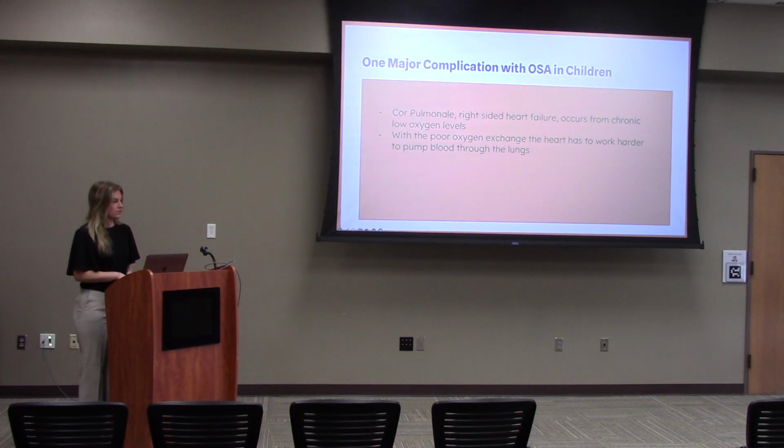One major complication with obstructive sleep apnea in children is cor pulmonale, which is right-sided heart failure, and it occurs from the chronic low oxygen levels that I talked about earlier. With the poor oxygen exchange in the heart, it has to work harder to pump blood through the lungs.